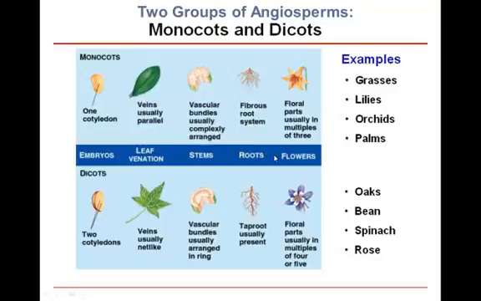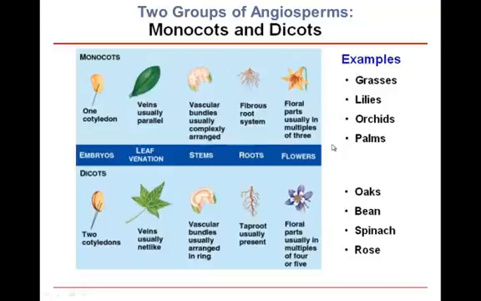But probably the most important feature used by botanists is floral structure. So if we look at the structure of the flowers, we find that monocots have their floral parts present in multiples of 3. So there's 3 petals or 6 petals or 9 petals, 3 stamens or 6 stamens or 9 stamens. While dicots have their flower parts in multiples of 4 or 5.